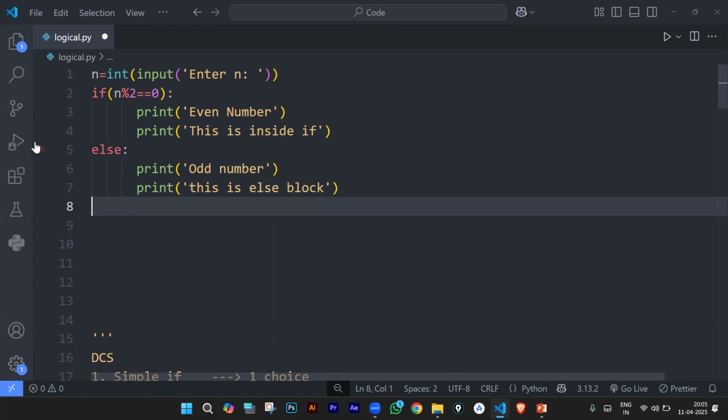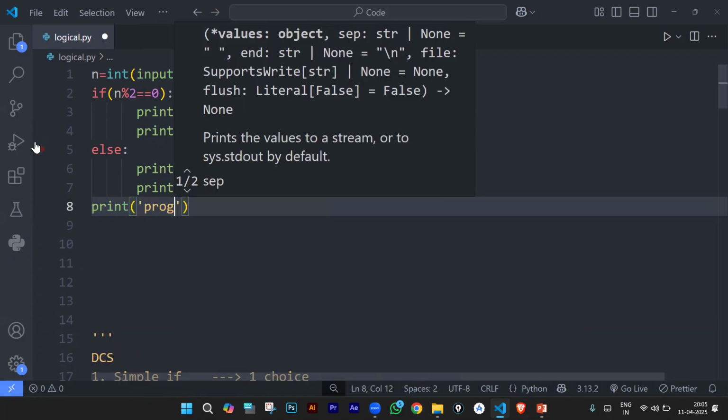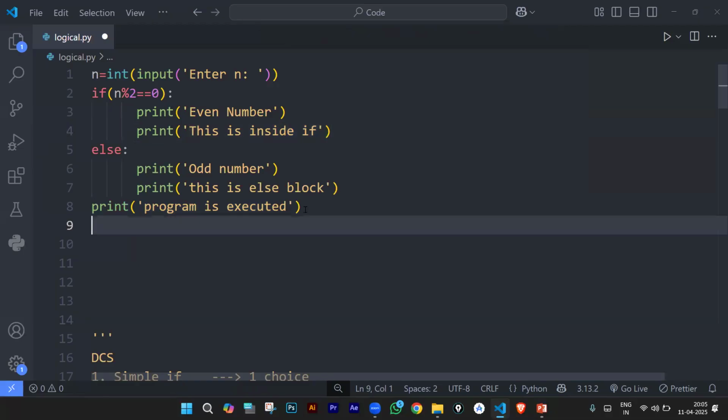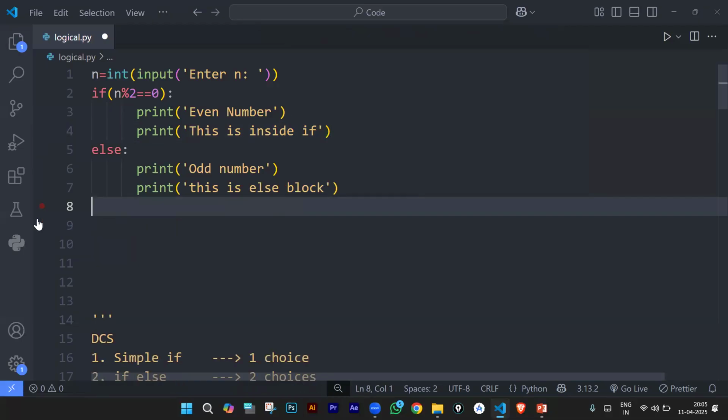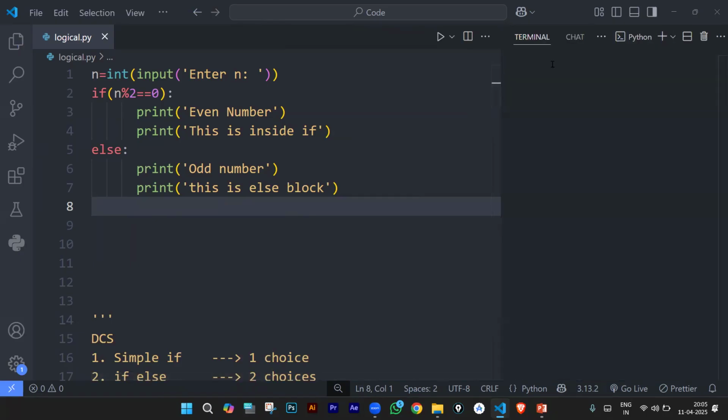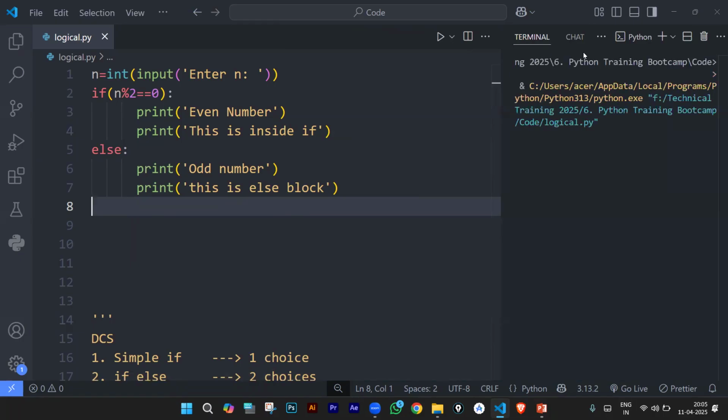Once we are done with everything, I can also have one more statement to show that the program has been completed. Program is executed. I'm only writing this for normal purpose. We can also remove this if you want. But now I'll run this. Now one of the two outcomes will be executed every time. I'll enter a number. Either I'll get even number, which is inside the if print statement, or I'll get odd number, which is inside the else block. There is no chance that I'm going to get all four statements. I'm only going to get two statements.